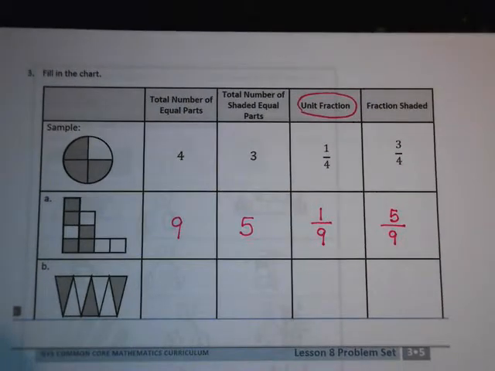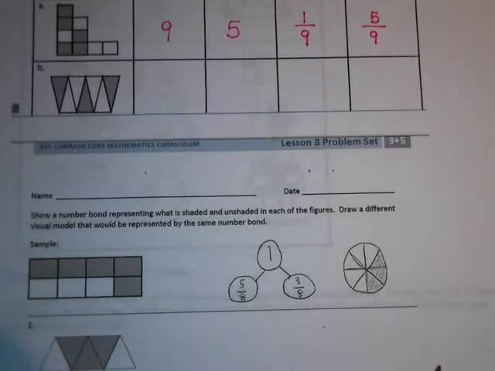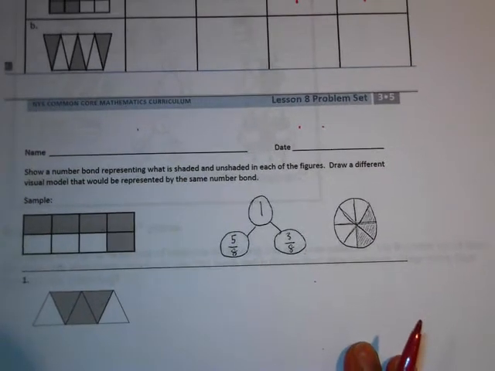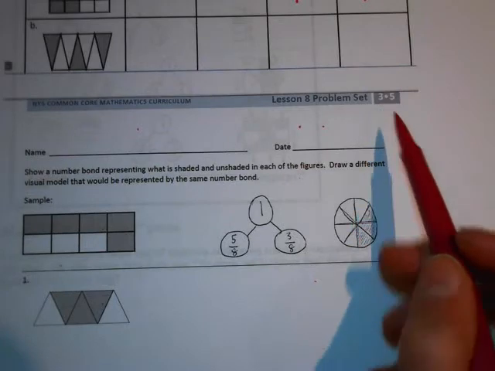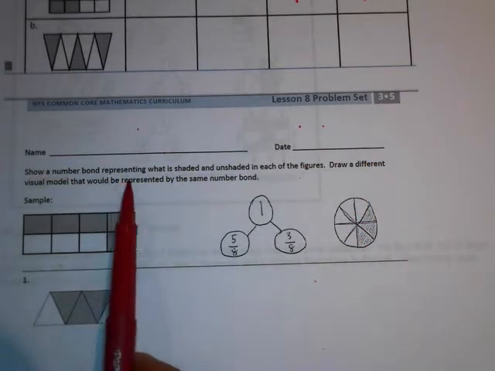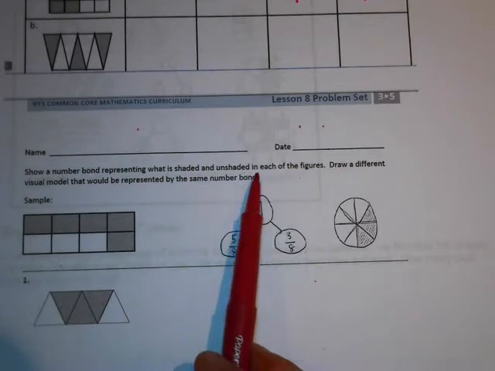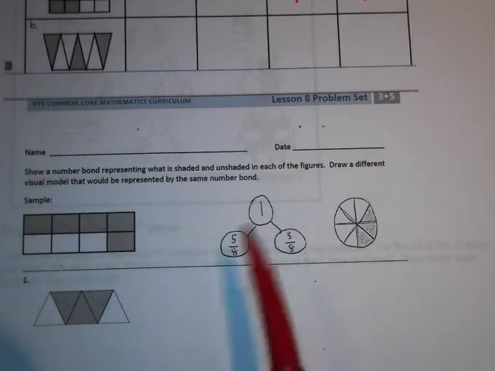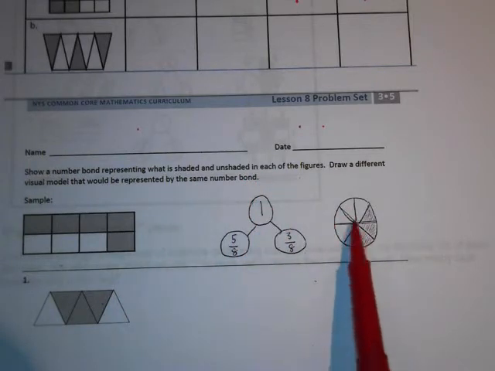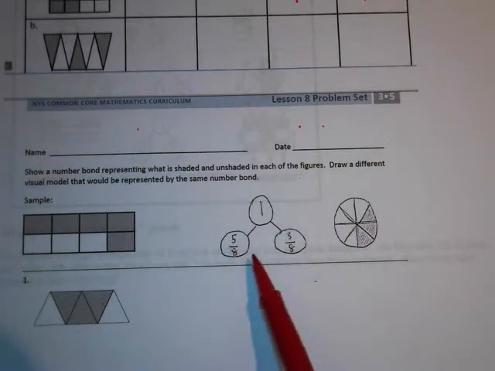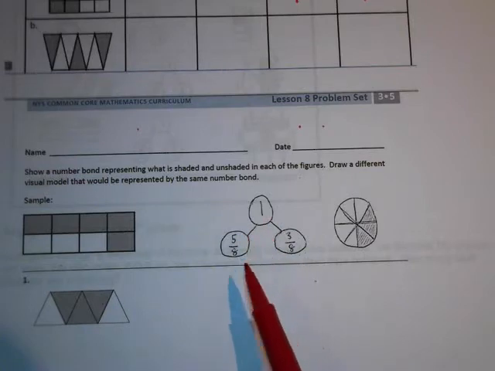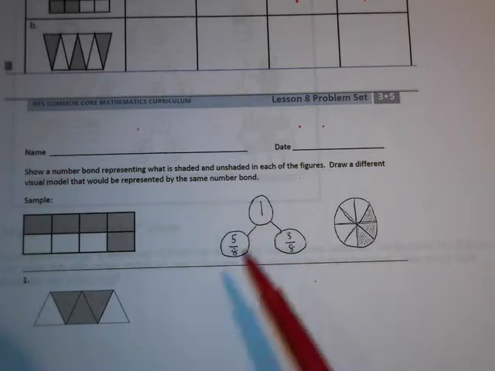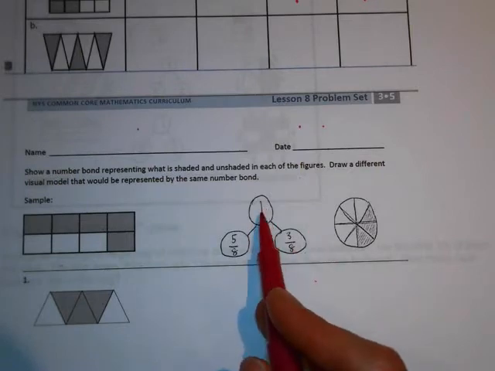And then, of course, Engage New York loves their number bonds, right? So we're still in the same module of 3rd grade. It says, show a number bond representing what is shaded and unshaded in each of the figures. And then they have them draw another visual that would represent the same number bond. But this is cool because they're going to use this later with mixed numbers and proper and improper fractions. So I like it because they start off with the 1 always, and then they break it apart.